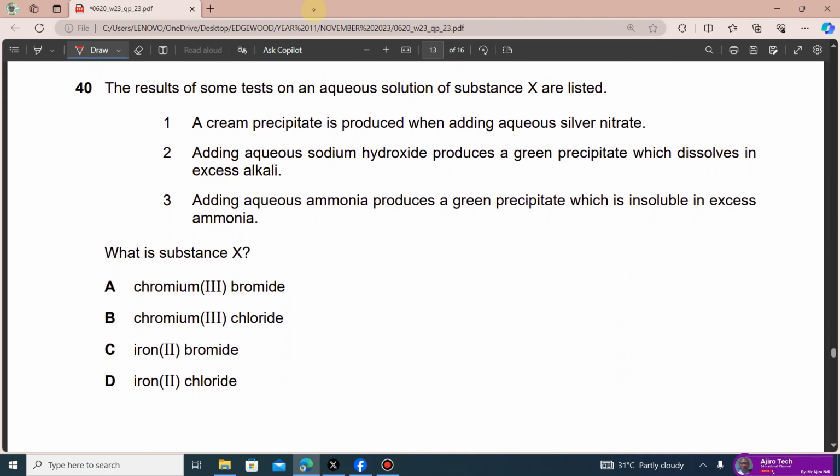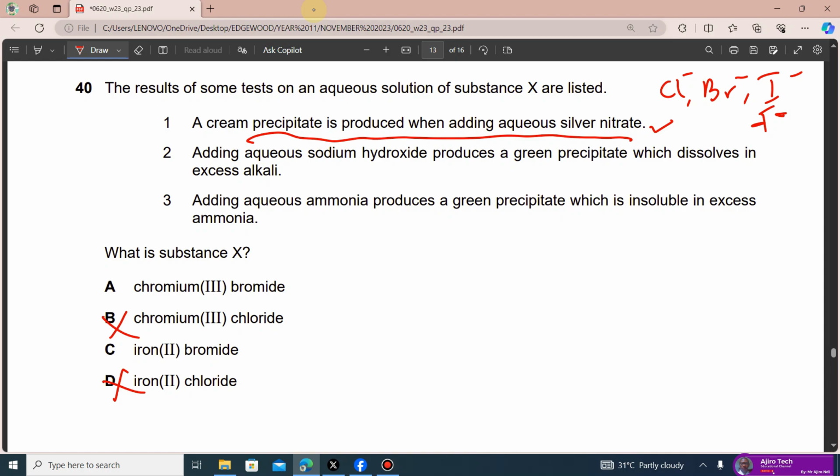40, which is the last question. The results of some tests on an aqueous solution of substance X are listed. Now, we have a cream precipitate produced when you add aqueous silver nitrate. You are testing for a halide here, any of the halogens, whether chlorine, bromine, iodine, or fluorine. So because there's a cream precipitate there, bromide ion is likely there. So everything chlorine is off. Alright? So I left you 2 options, A and C.